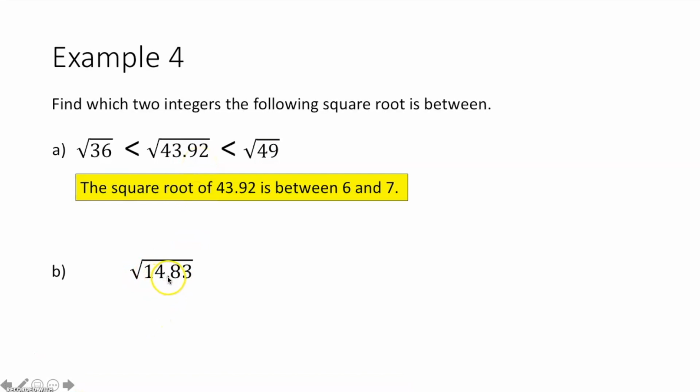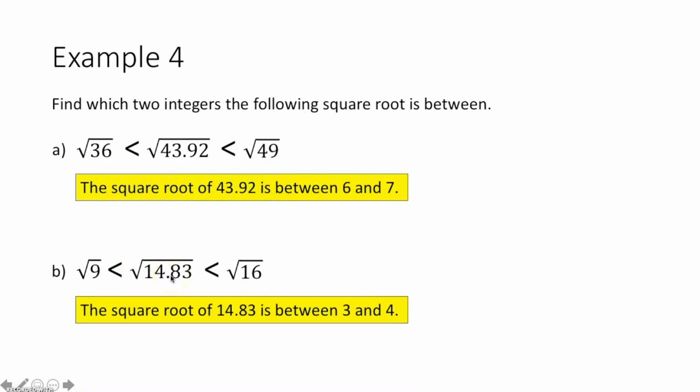Here, the square root of 14.83. So we think, what perfect squares is this radicand between? This is really close to 16, which is bigger than that. So the square root of 16 would be bigger than the square root of 14.83. And then what perfect square is less than 16? Well, that would be 9. So we know that the square root of 14.83 has to be between the square root of 9 and the square root of 16. We know the square root of 9 now is 3. The square root of 16 is 4. So therefore, the square root of 14.83 has to be between 3 and 4.